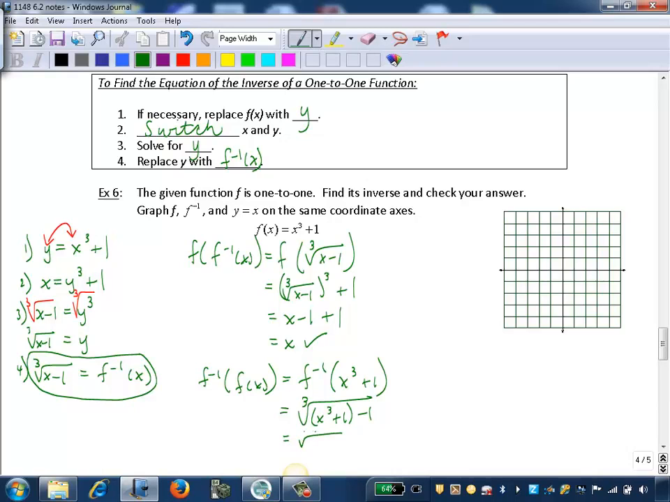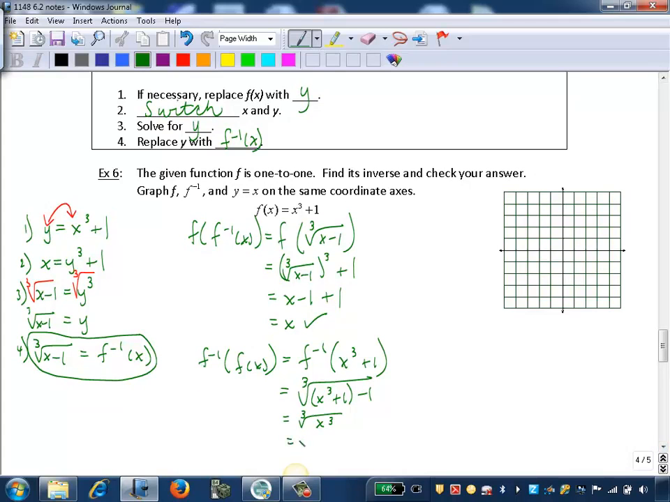So if we simplify under the radical, x cubed plus 1 minus 1 is just x cubed. So that will give us the cube root of x cubed, which we know does in fact give us x. So we just verified that these functions are inverses of each other. Now we want to graph them.